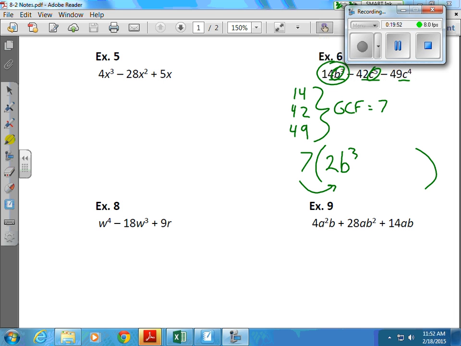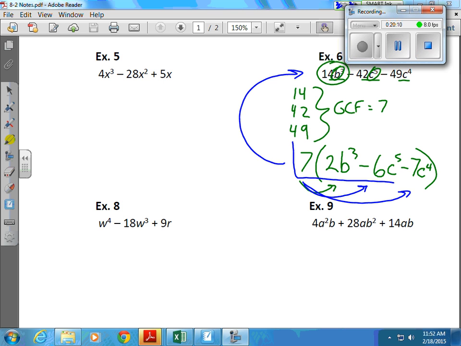42 divided by 7 is 6. You have a negative 6. The variables didn't change. And then 49 divided by 7 is 7. So when you go back through and check with your distribution and make sure that what you got is equivalent to what you started with, and it is, you realize that's the right answer. And the terms you have left in parentheses have nothing in common.